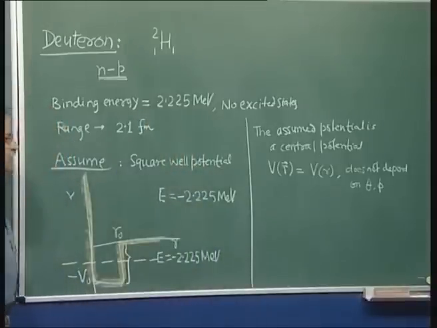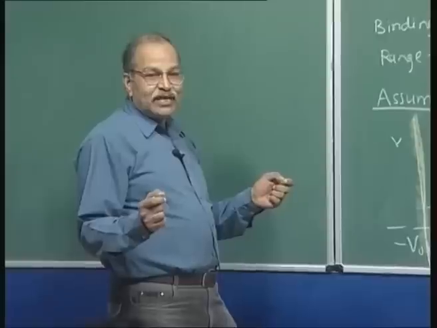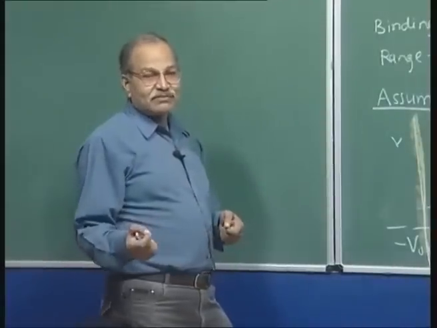So, we have assumed a central potential. Now, what is this small r? All equations we want to write are in terms of this small r. This small r is the separation between the two particles. So, we are working in what we call a relative coordinate system.